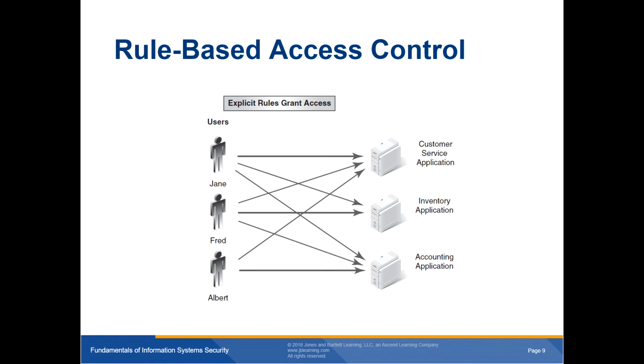Now here we have rule-based, not role, but rule-based access controls, where explicit rules grant access. This comes out of the textbook. We have 3 users, Jane, Fred, Albert, and 3 applications, customer service, inventory, and accounting.